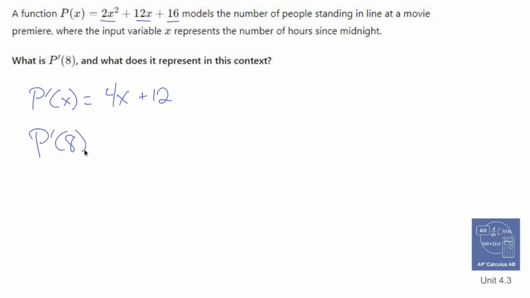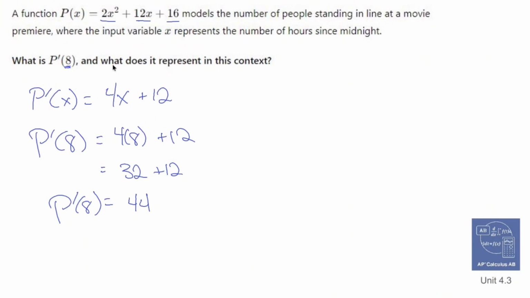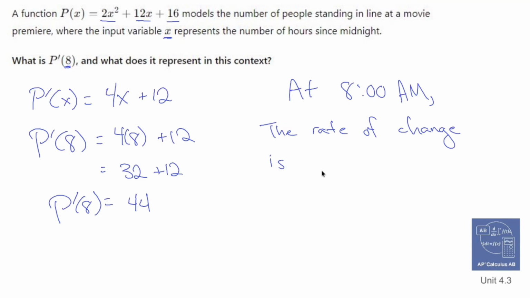Now, p prime of 8 is going to be 4 times 8 plus 12. 4 times 8 is 32, and 32 plus 12 is 44. Now, what does this mean? We found p prime of 8 is 44, so part 1 is done. Now we need to find what it means in this context. Well, 8 would represent 8 hours after midnight, so at 8 a.m., the derivative being 44 means the rate of change, because that's what the derivative gives us, is going to be 44 people per hour.